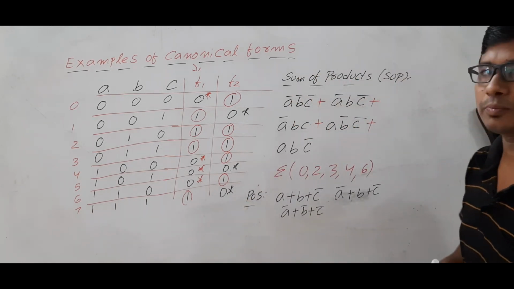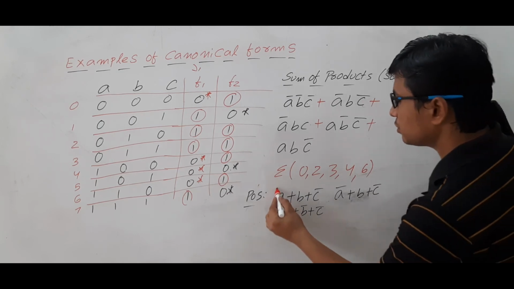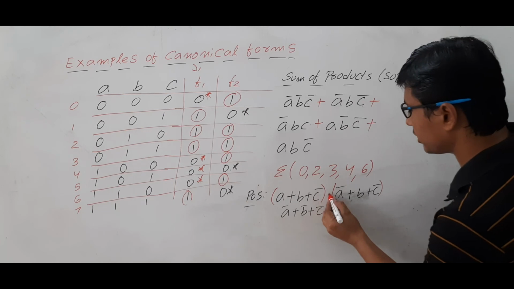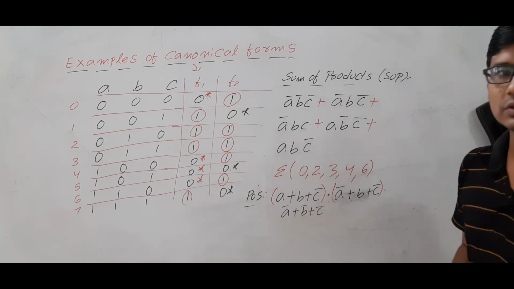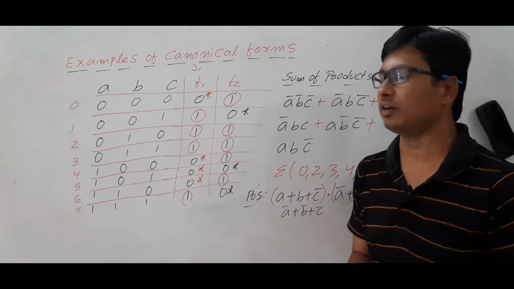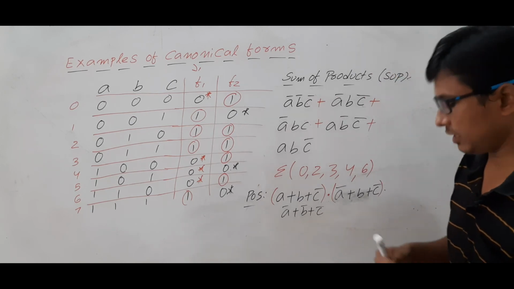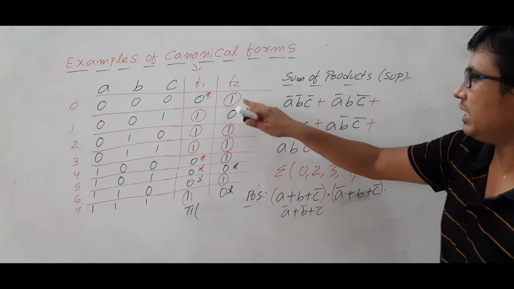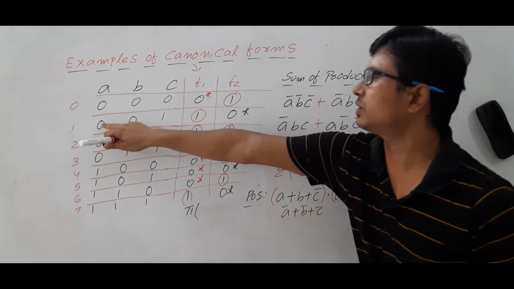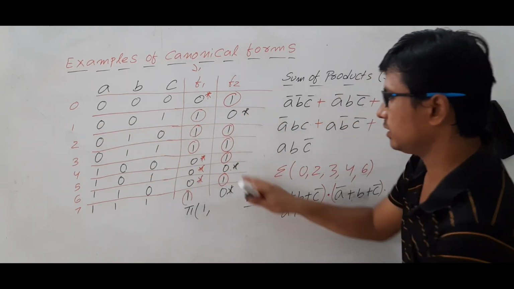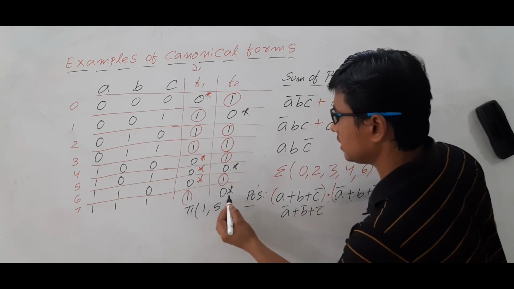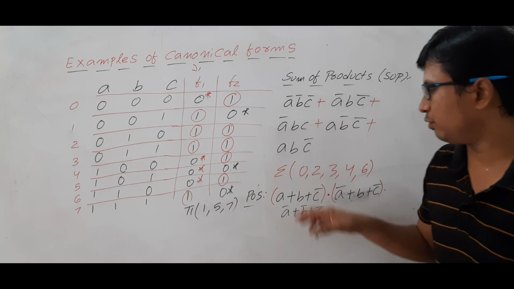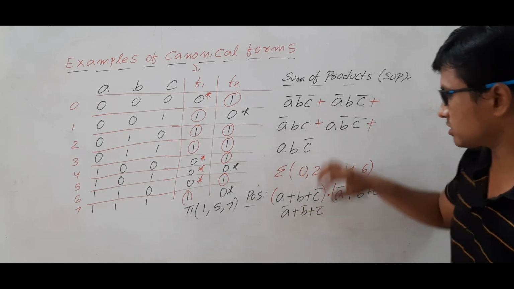Now how to represent the product of sums? I need to make the product of all the max terms. How can I make the product? I'll apply the AND. So this is the product of sums for the function f2. How can I even represent it as pi of, when it is producing output 0, for this one it is 1, here it is 5, here it is 7. Even directly you can find it, once you find the sum of products also.